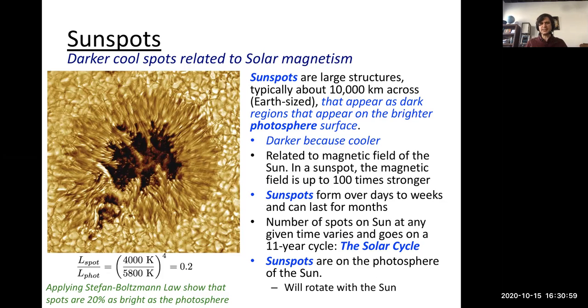And it's because these are related to magnetic fields, and the magnetic field lines that are coming through here are suppressing the convection just beneath the photosphere, allowing that material to cool down because it's not getting replenished with warm material via convection. More detail than you probably wanted to know, but I think it's super cool.